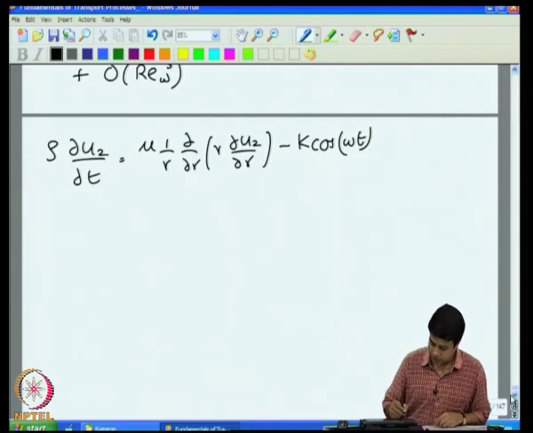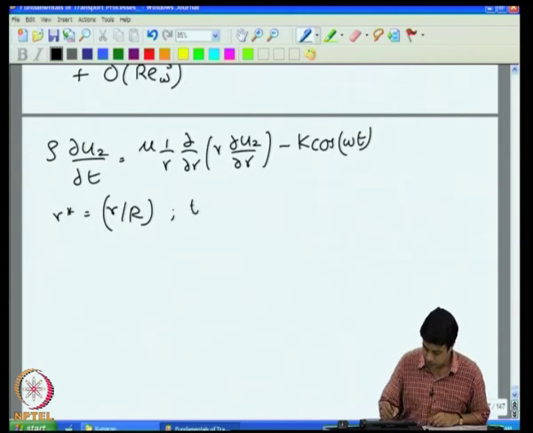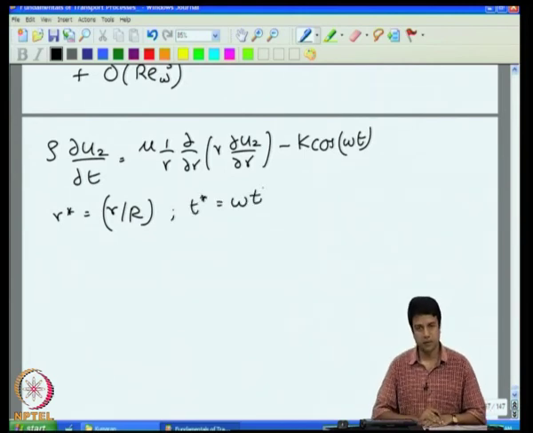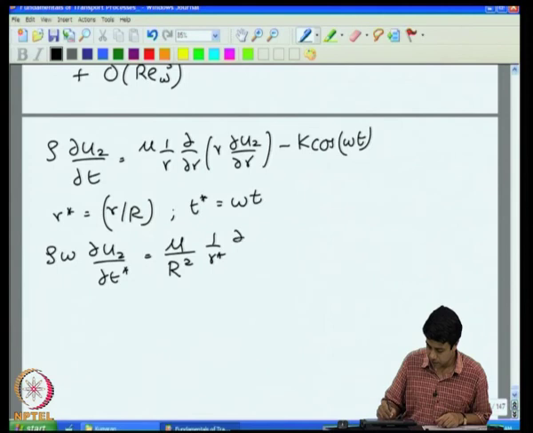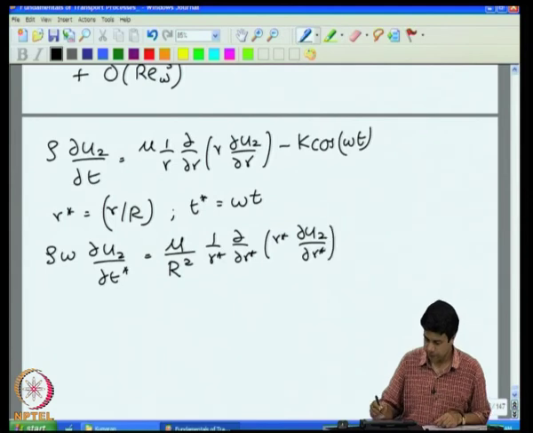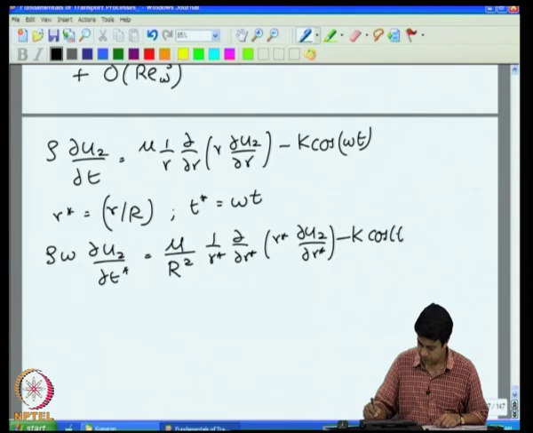Now, I define as usual r star is equal to r by R, where capital R is the radius of the pipe, and t star is equal to omega t. Once you do that, you get rho omega partial u z by partial t star is equal to mu by R square 1 by r d by dr of r d u z by dr, minus k cos of t star.